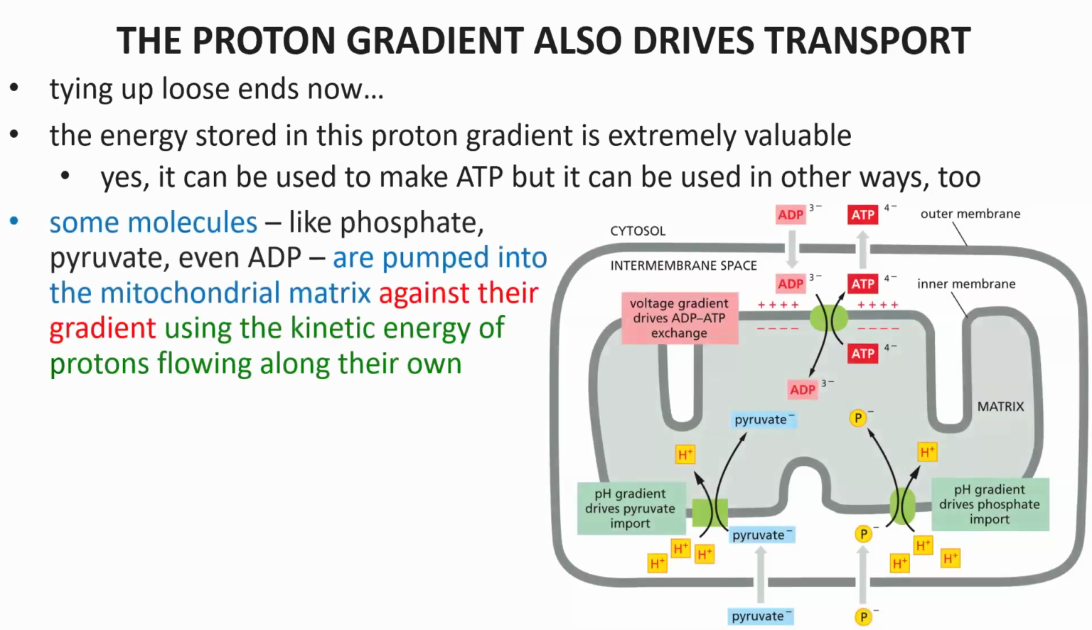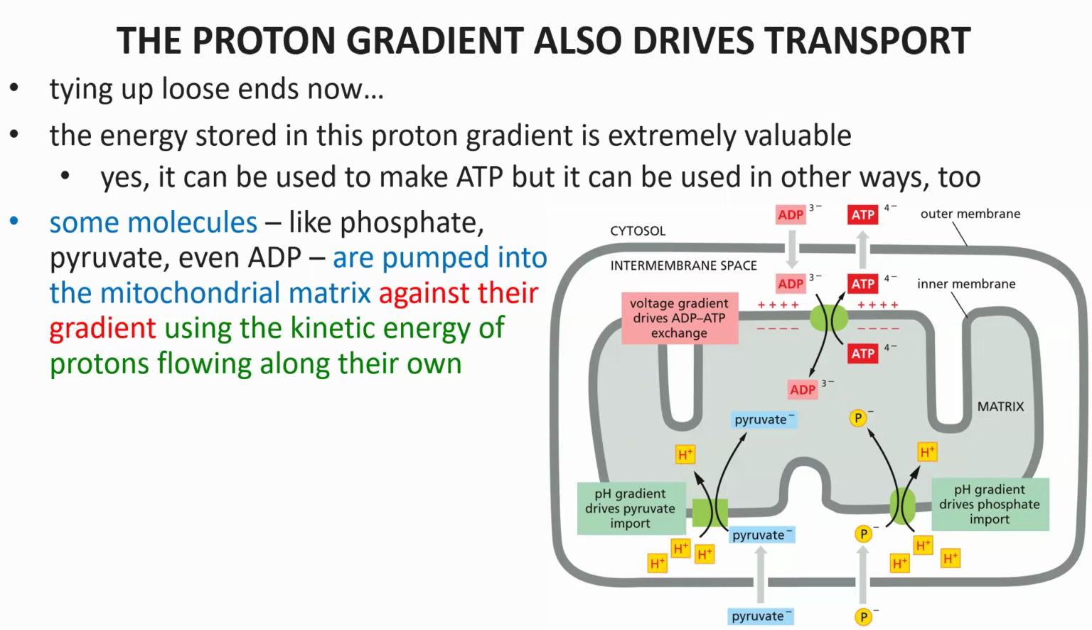But that same energy can be used for other things too. Some molecules, like phosphate, like pyruvate, right? Pyruvate needs to get into the mitochondria, and even ADP in order to be phosphorylated. Some of these molecules, to keep up with the amazing efficiency of ATP synthase, can't be relied on for passive diffusion to bring them into the mitochondria. They have to be physically pumped, forcibly pumped into the mitochondria against their gradient.